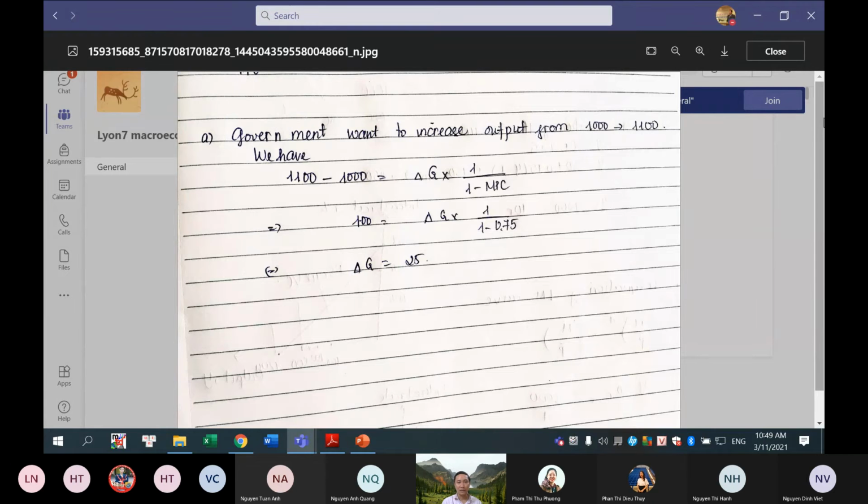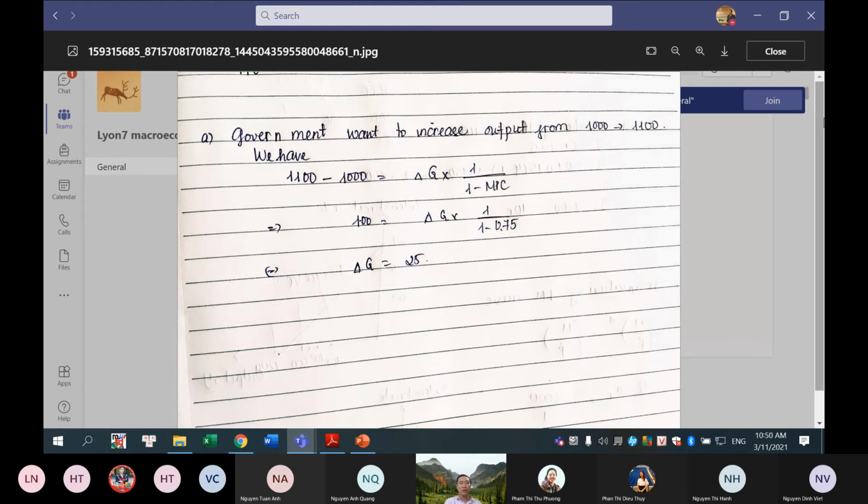I think when the government wants to increase the output, the change in output equals the change in government spending multiplied by 1 over 1 minus MPC. So I have the result.